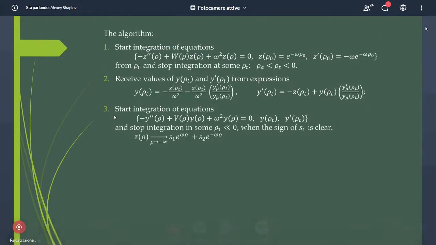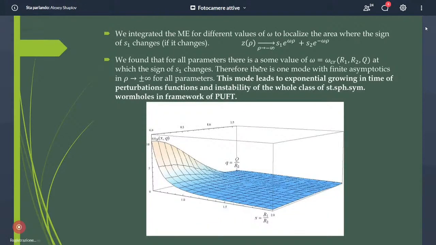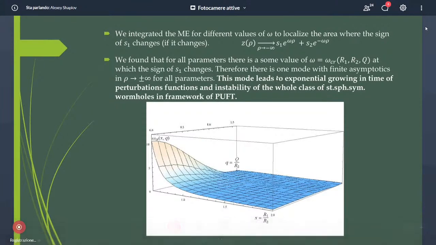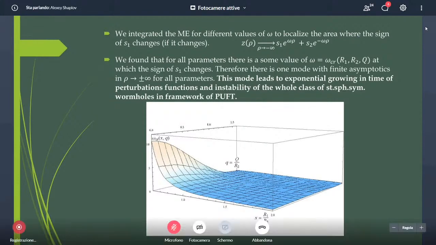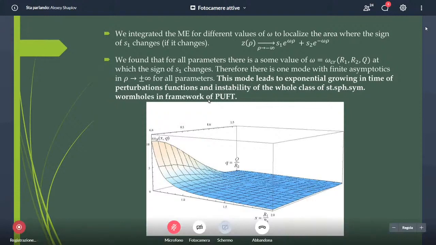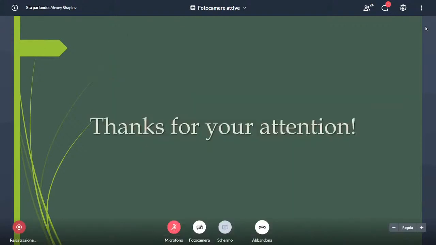So we tested all parameters and found that for all parameters there exists one critical value of omega at which there is one mode with finite asymptotics. For this mode, it leads to exponential growth in time of the perturbation function, and this mode leads to instability of the whole class of static spherically symmetric wormholes in the framework of projective theory. Thanks for your attention.